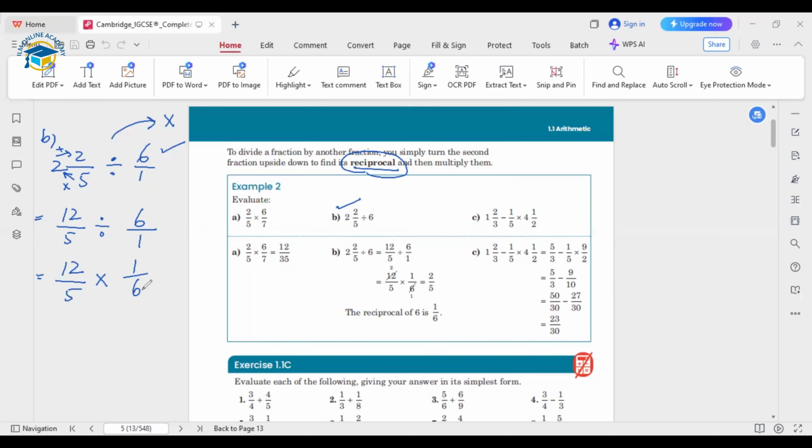Now you can just simplify. Simplification is in this way: 6 and 12 can be cancelled out, like 6 times 2 is 12. So my answer is coming 2 by 5, what I got over here.